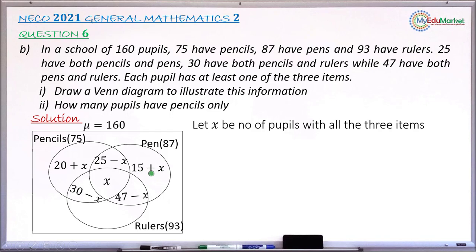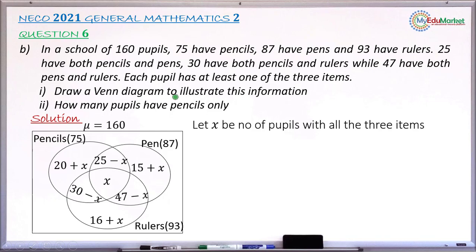Now, this is the same for those that have rulers only. That is this very region. From 93, the number with the rulers, I will remove 30 minus X, remove 47 minus X. If you simplify it, finally you now have 16 plus X. This will now be the expression for those that have rulers only. So with this, my Venn diagram is now complete.